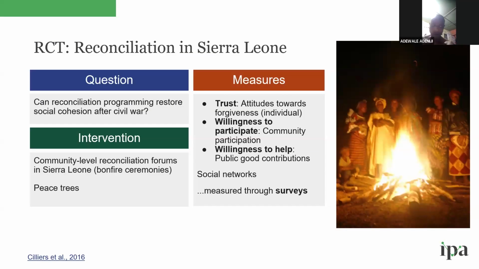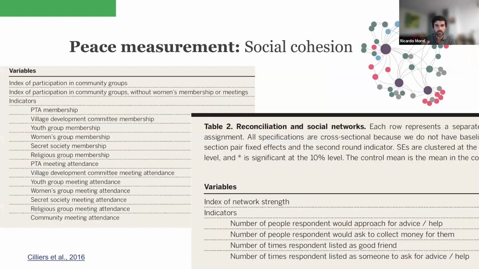Now, I would like to dive a bit deeper into two examples. The first one takes us to Sierra Leone. Researchers evaluated a reconciliation program 10 years after the civil war that brought together perpetrators of violence and victims. The researchers wanted to measure, with a local NGO, how levels of trust, participation, and willingness to help changed. And they collected data using surveys. In the next slide, you will see indicators that the researchers used.